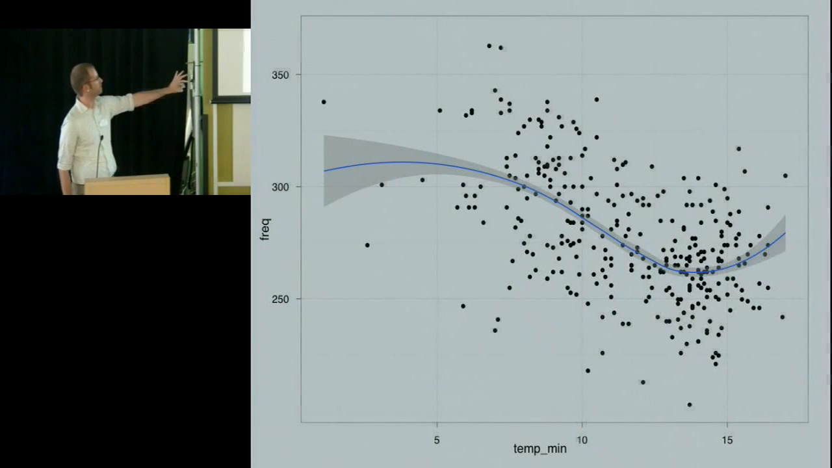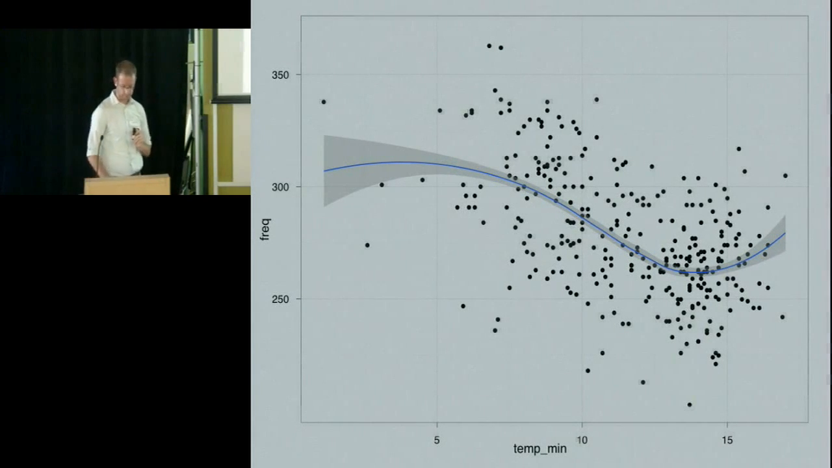Each of these points now represents a day of the year. On the x-axis, I've got the minimum temperature, and on the y-axis, I've got the number of deaths on that day. So I think we can say, at least along here, that as it gets colder, more people seem to die. And maybe there's a little hint that when it gets really hot, more people also start to die.